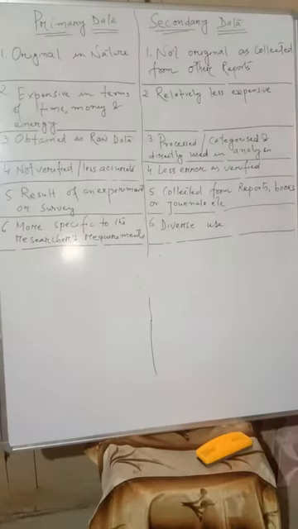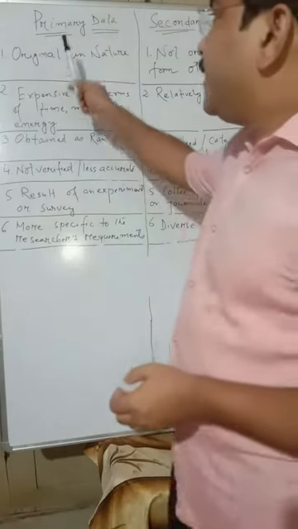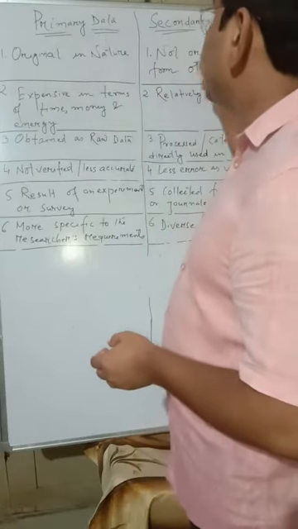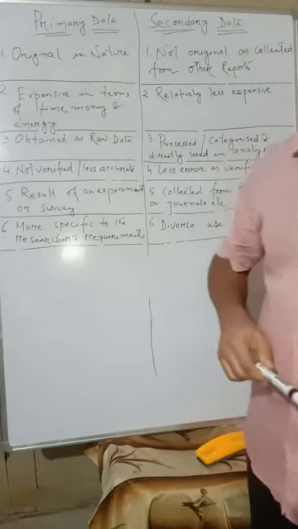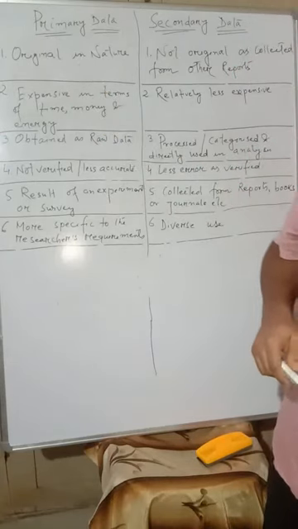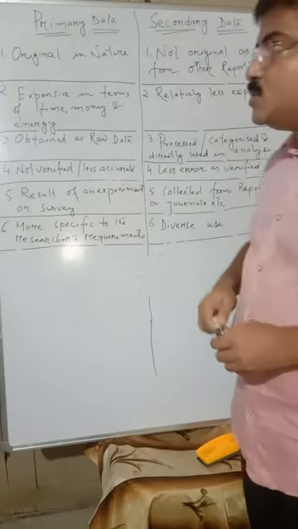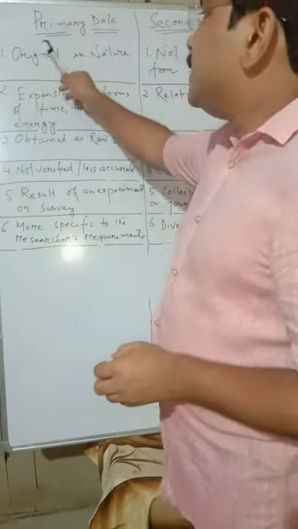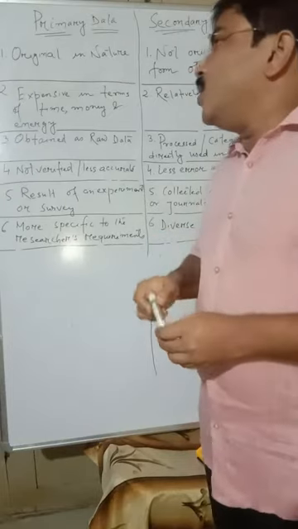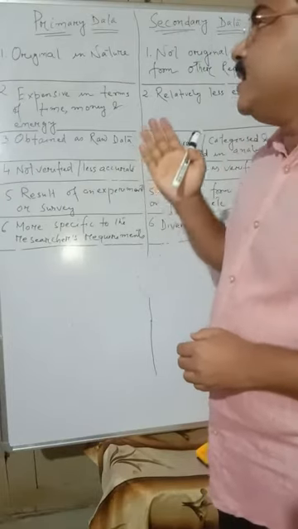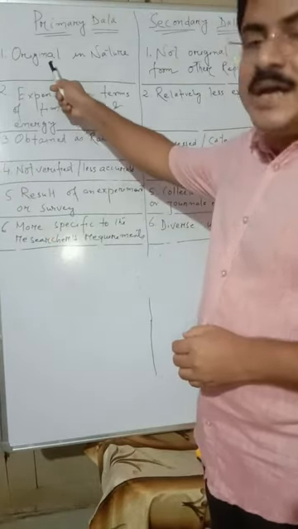Now we have some specific points of difference between primary data and secondary data. Here we have written primary data and secondary data. The first difference is that primary data is original in nature. Now, what is the originality? Secondary data is not original, as it is collected from other reports or other sources. Primary data is called original in nature because the investigator goes directly to the investigation field and collects information from the field, so it is original in nature.